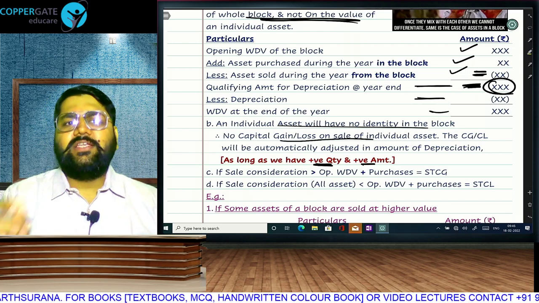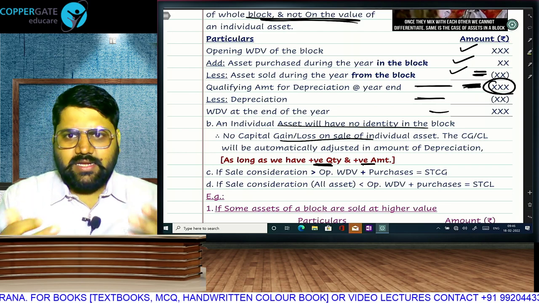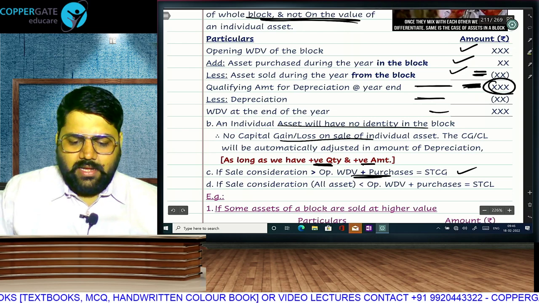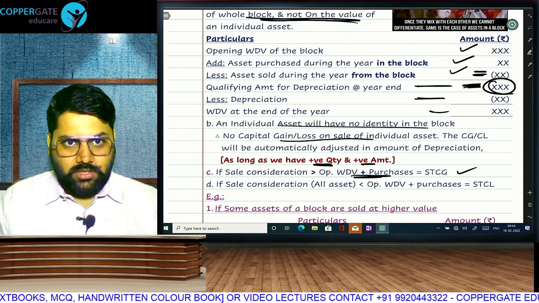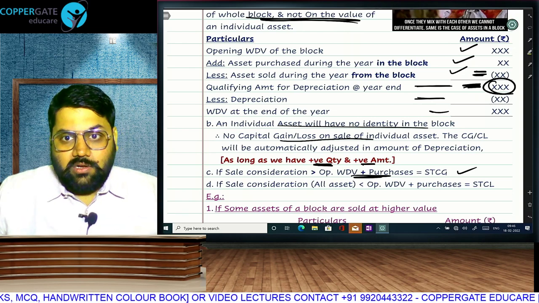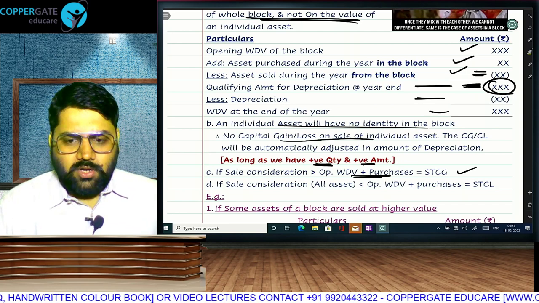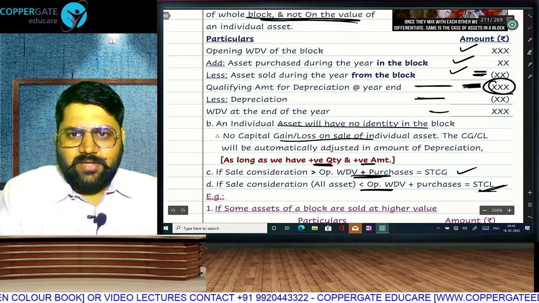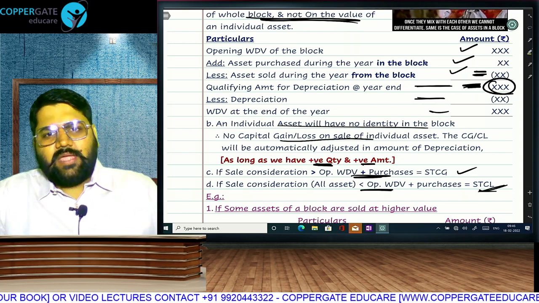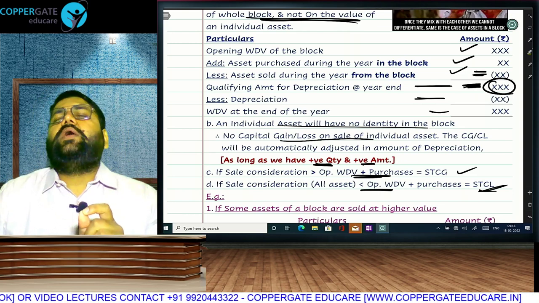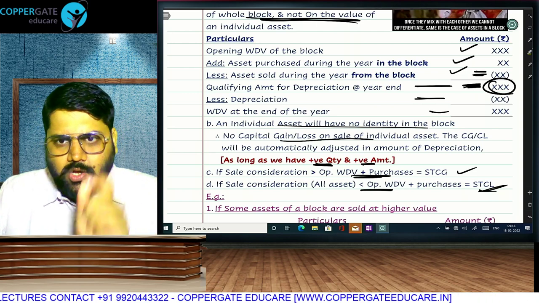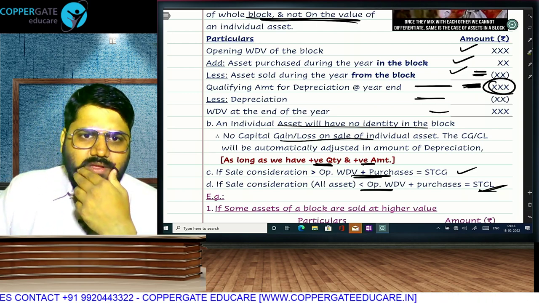Gain or loss will arise only if either the sale consideration is more than the value in the block, then that will become short term capital gain, or if all the assets are sold, then there is no asset in the block, and there will be gain or loss. If the selling price is less, then it will be short term capital loss, and if the selling price is more, then it will be short term capital gain. Individual asset has got no identity, and thus in the block it will be always short term, never long term.